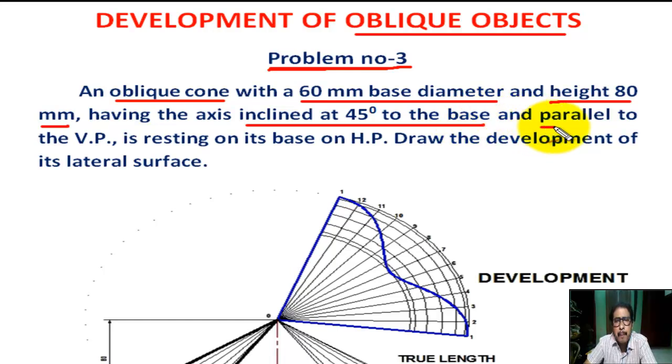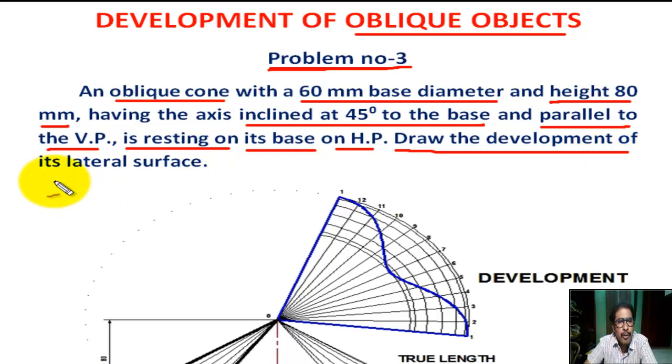and parallel to the VP. Axis is parallel to VP and inclined 45 degree to the base or to the HP. The oblique cone is resting on its base on HP. Draw the development of lateral surface.